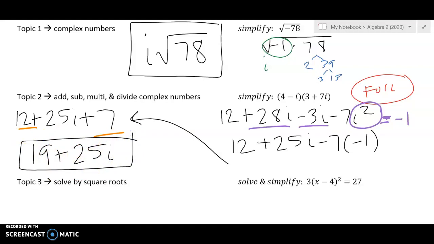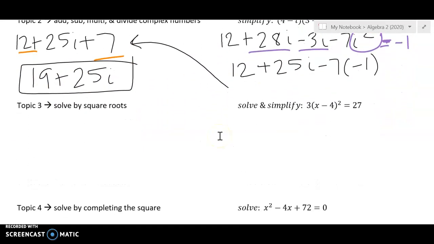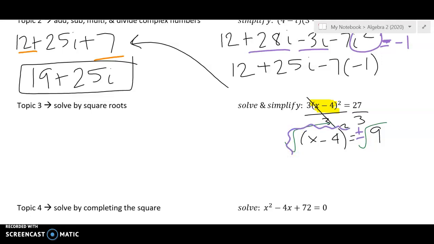Topic 3, solve by square root. What we did here is we always made sure we were isolating that squared term, that yellow part. So the first thing I need to do is get rid of the 3, so I'm going to divide both sides by 3. So I have x minus 4 quantity squared is now equal to 9. Once that yellow part is by itself, then I can take the square root of both sides. You cannot forget the plus or minus sign. When I put that square root in there, the plus or minus sign goes with it. So then I have x minus 4 is equal to plus or minus the square root of 9.